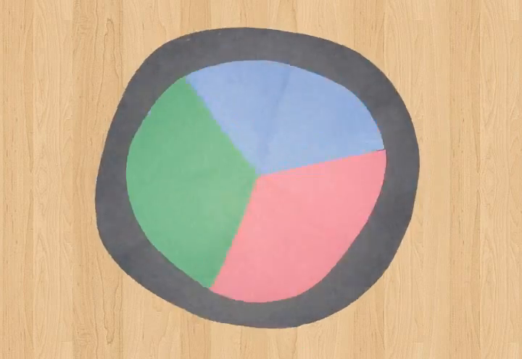Imagine spinning a disk with these colors. When it picks up speed, the disk looks like one white blur.